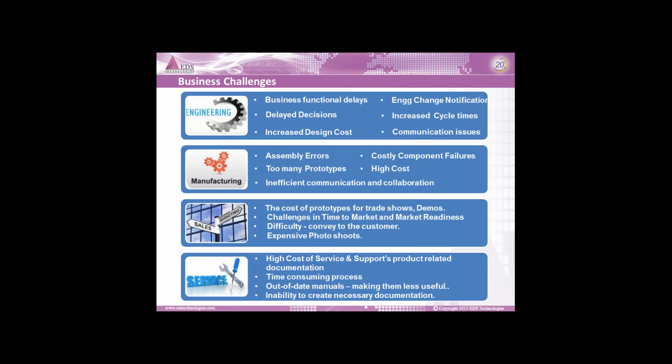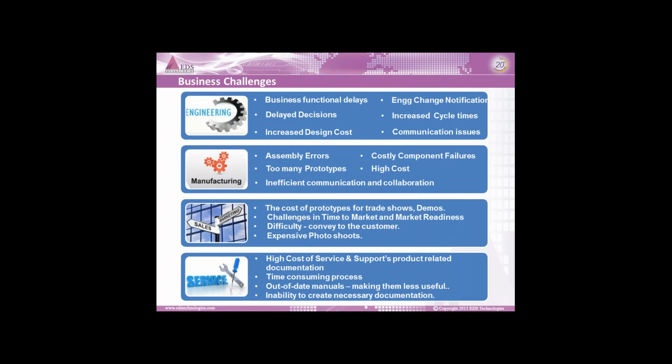Moving down to the manufacturing business functions, some of the major challenges that we come across are assembly errors, costly component failures, too many prototypes, high cost, and inefficient communications and collaboration. The assembly errors and the component failures are very costly in nature. Too many prototypes are required to prove out your manufacturing process. The cost of maintaining up-to-date work instructions and training documents is high due to frequent design engineering change notifications that are coming from other departments.